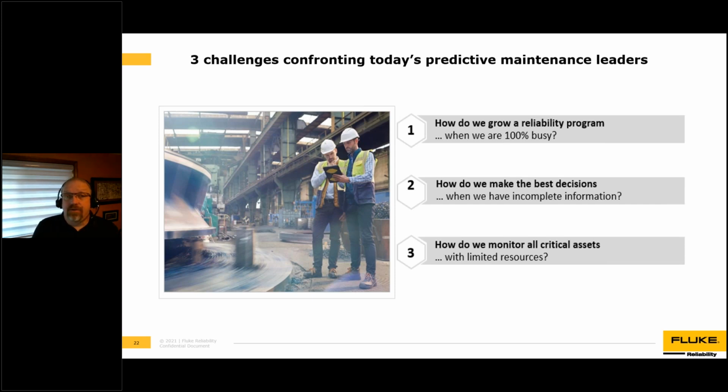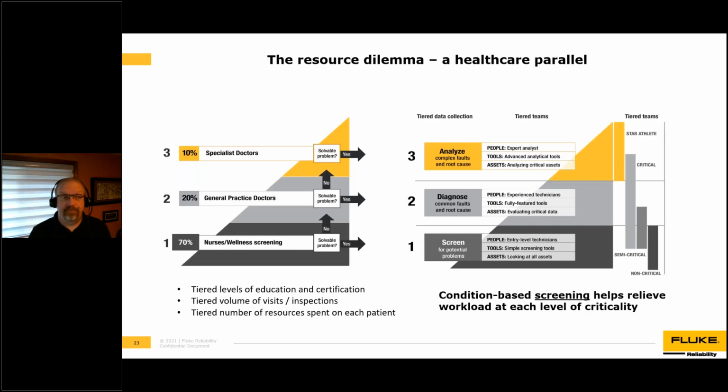Today's maintenance tools are the most advanced. The software is the most powerful, and trainings have never been more available. Whether you're taking those trainings online, in person, or doing a hybrid of the two, the problem has always been time and resources.